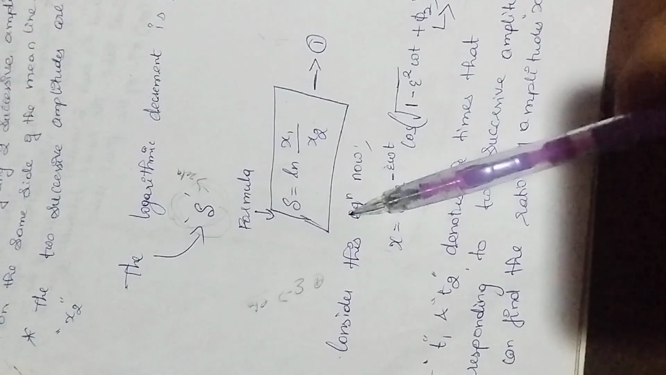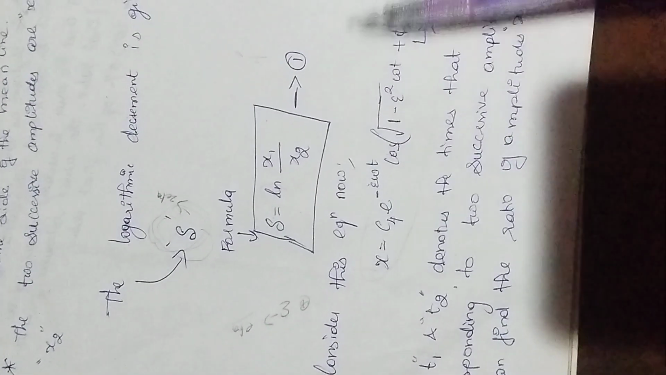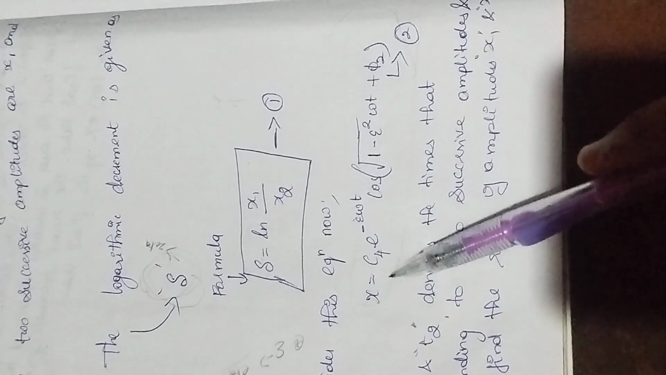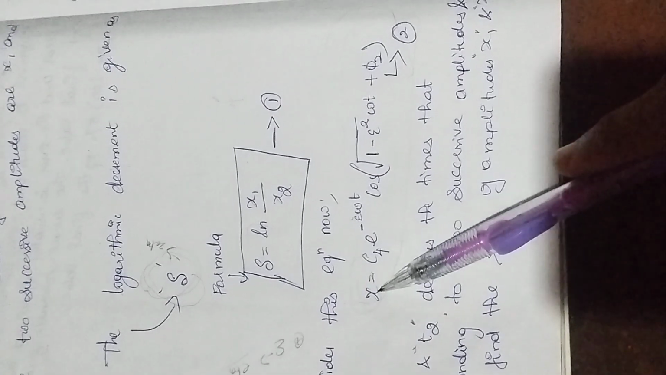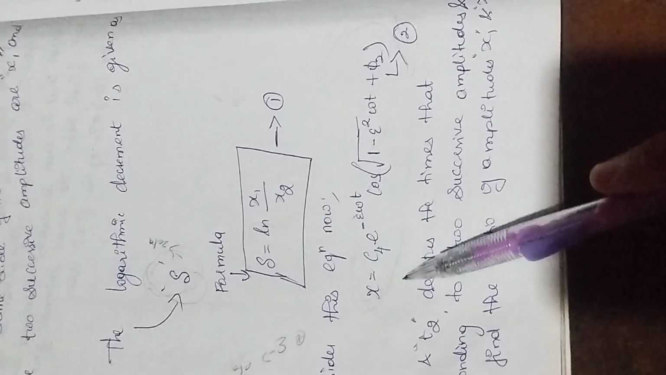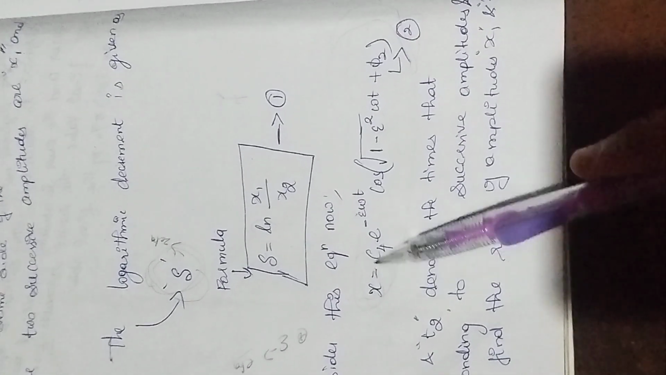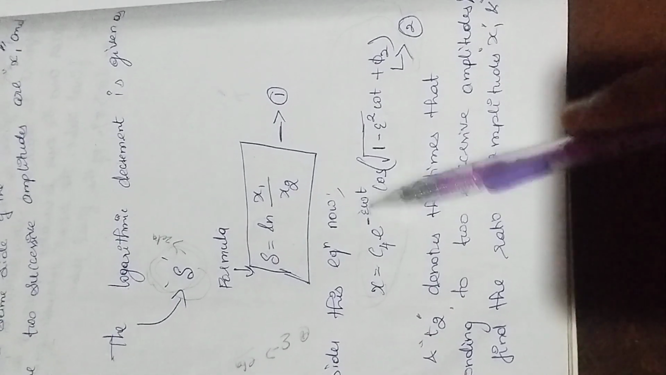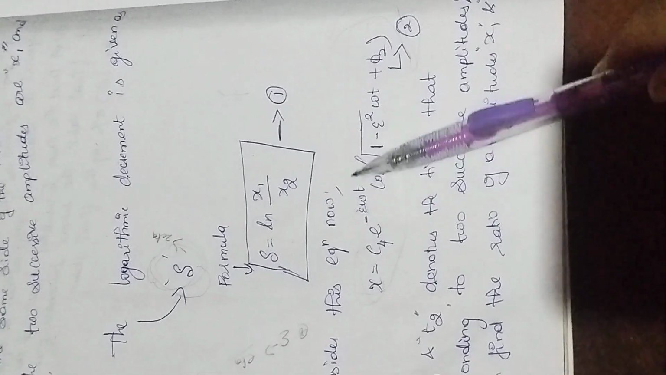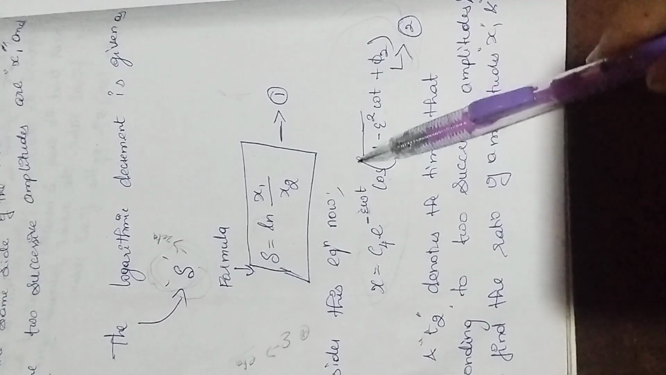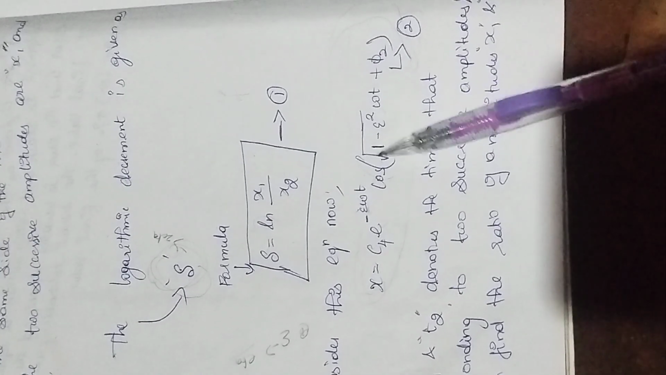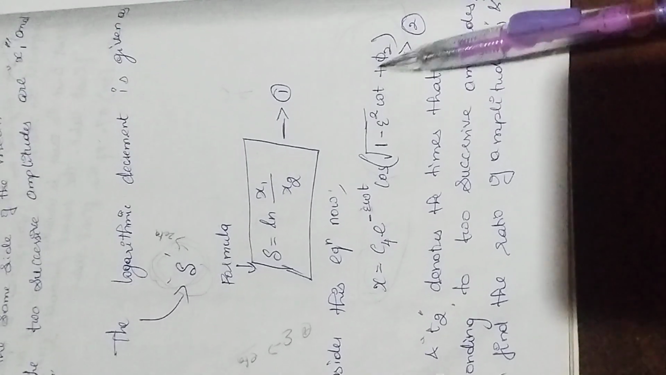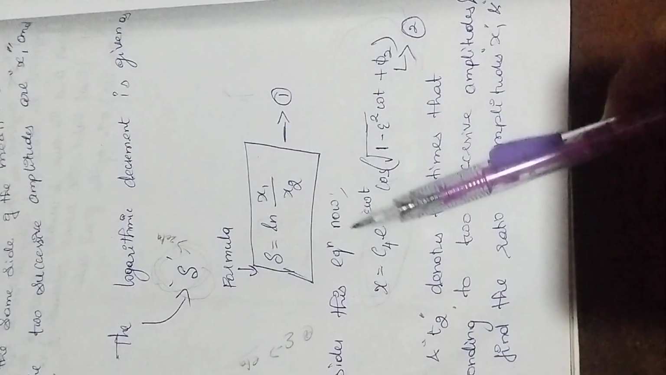Now consider this equation. Let's remember this equation, because in the previous sum they solved this equation. Just remember this: x is equal to c4 e power minus eta omega t, cos of root of 1 minus eta square omega t plus phi 2. We will remember this equation.